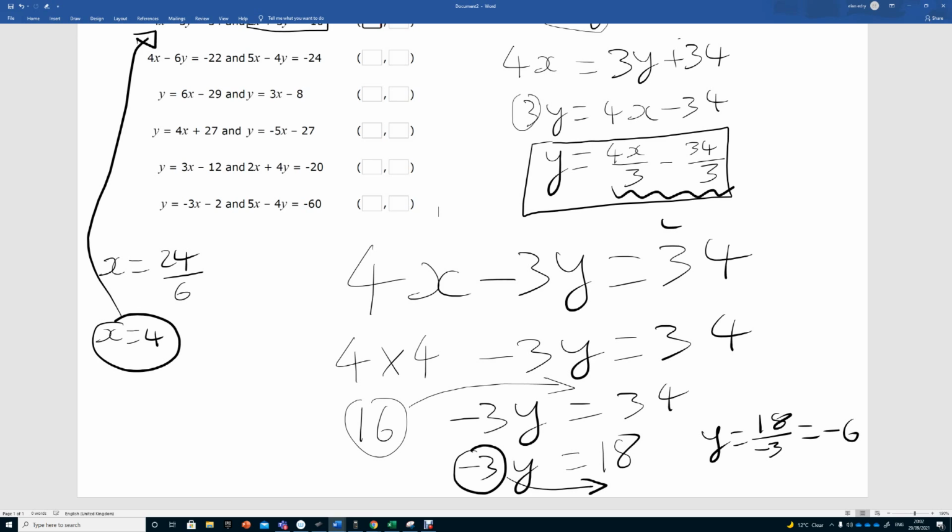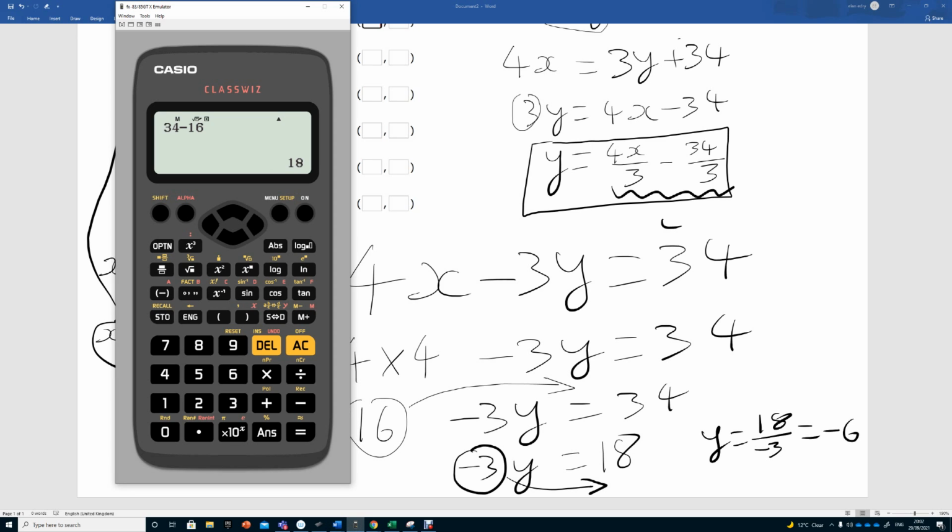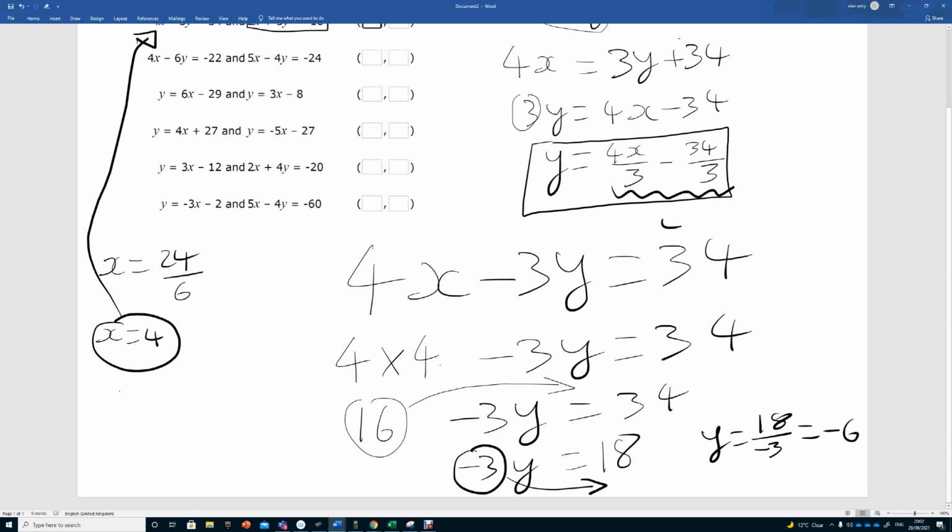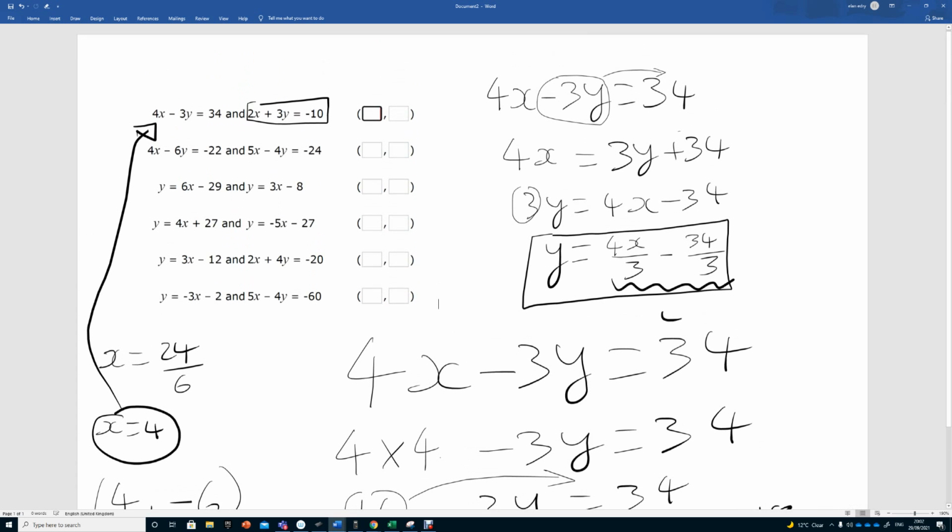And if you don't believe me, put that into a calculator. 18 divided by minus 3 is minus 6. So we have x is 4 and y is minus 6. That's where those two lines intersect.